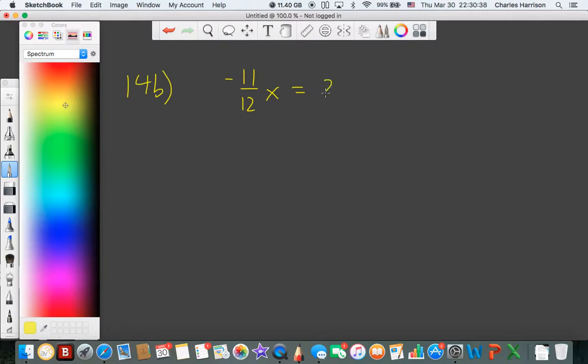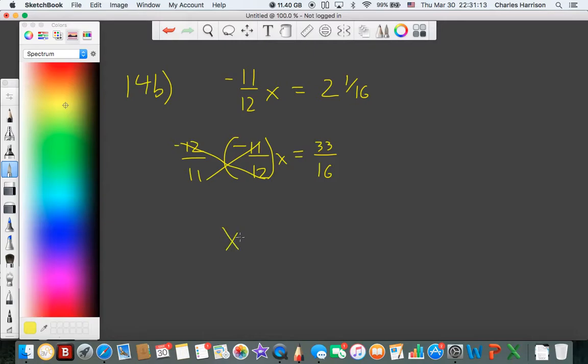equals 2 and 1/16. Just like that. Well, I would make this an improper fraction. So let's make this 11 twelfths x equals, well, what is 16 times 2? I do believe that would be 32. And so 32 plus 1 is 33, so 33 sixteenths, right? Then I'm going to times by the reciprocal, which is negative 12 elevenths, which cancels this out like so.